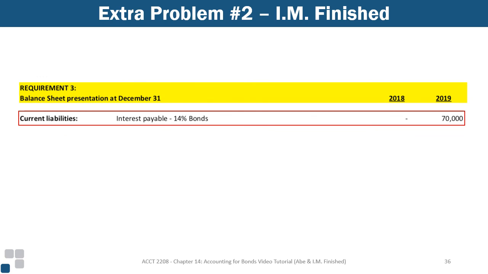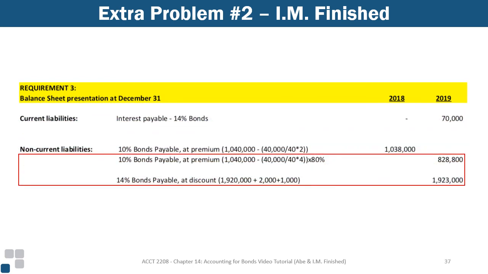For the 14% bonds, remember there is an intervening year end because the payment dates do not fall at the middle and the end of the year nicely. So there's interest payable at the end of 2019 of $70,000, and we would have 14% bonds payable of $1,923,000.